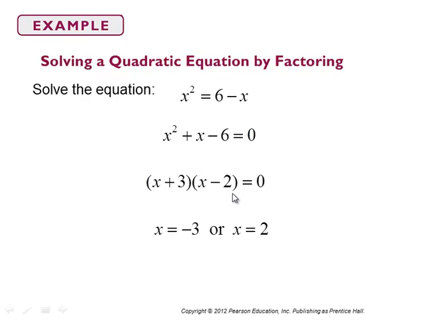In the case of negative 3, squared is 9. 6 minus negative 3 is also 9. Okay, so negative 3 really is a solution. Plug in 2 for x. 2 squared is 4, and 6 minus 2 is 4. So indeed, both of these numbers, negative 3 and positive 2, are solutions to this second order equation.